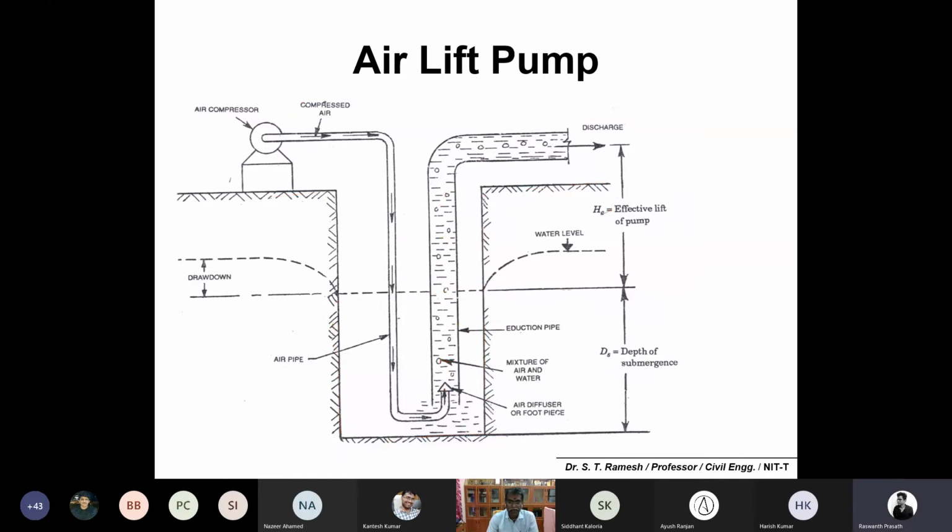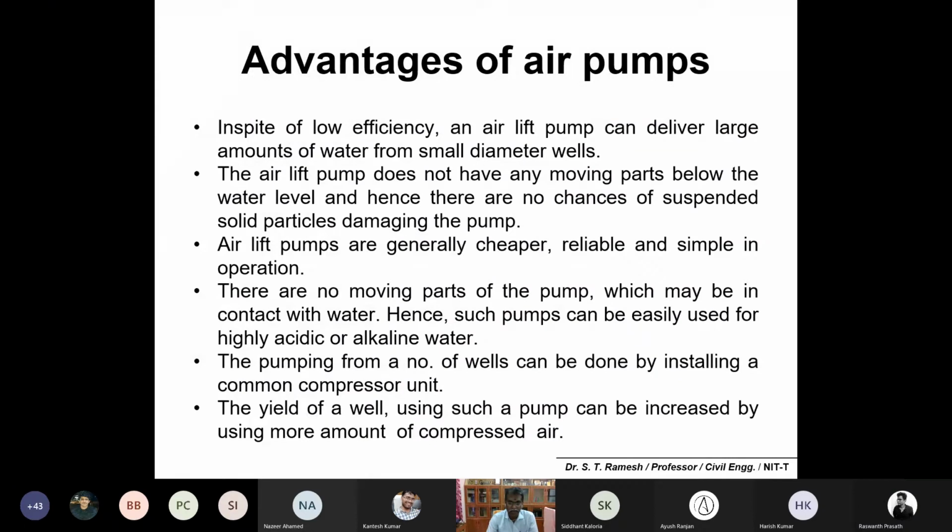Yes, sir. So the advantages here: the efficiency is low, but it can deliver a large amount of water from small diameter wells. That is very simple. You would have seen airlift pumps in some rural areas. A compressor sits somewhere in the motor shed, and it gets water out continuously. Even for a smaller well with low discharge, you could pump a good quantity of water. It may not have any moving parts other than the compressor. That is advantage number one. Very cheap, reliable, and simple in operation. There are no moving parts.